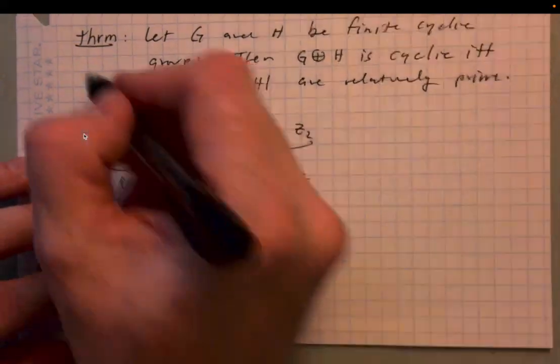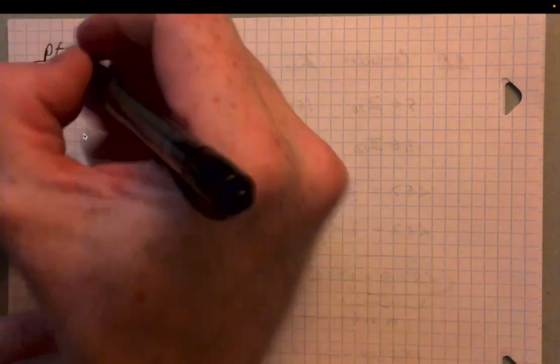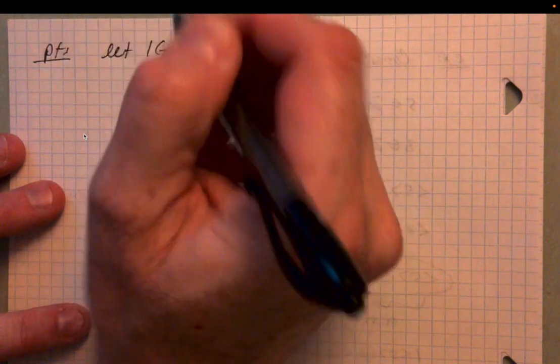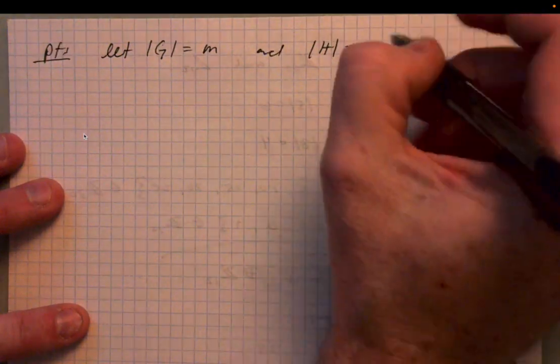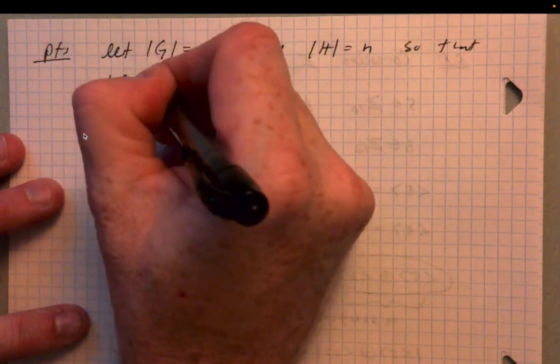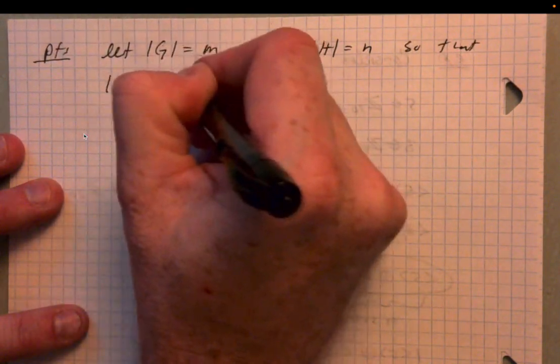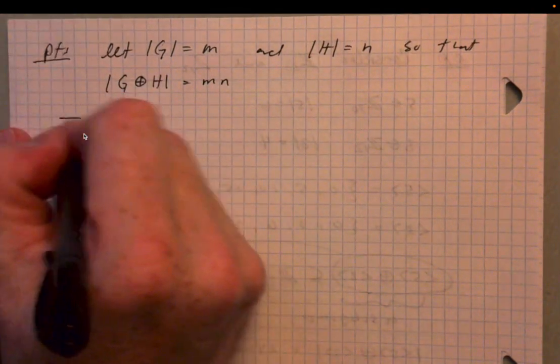All right, so let's prove this theorem. It's a pretty straightforward proof. I mean, it's a little tricky, like algebra proofs can be, but there's nothing in it that's too difficult. Let's let the order of G be M, and the order of H be N, and so that means the order of the external direct product must be the product of those two numbers, M times N. Okay, so we'll start with that.